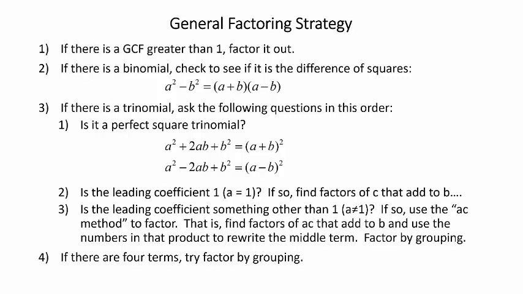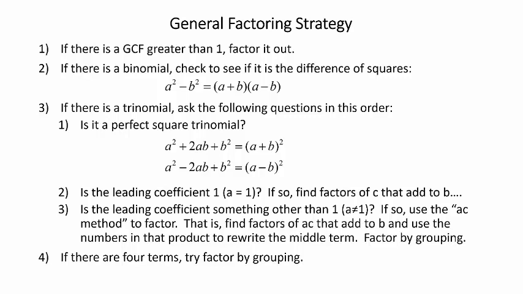So here's sort of a checklist of things that you need to be thinking about when you're trying to figure out how to factor something. So the first thing, always look for a greatest common factor. Is there something that's common to all of the terms that you can factor out before thinking about anything else? Because usually that can make things a little bit easier.